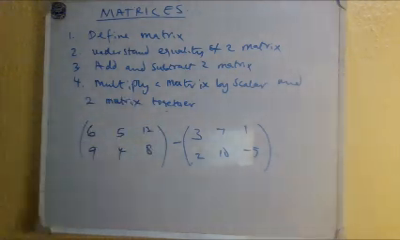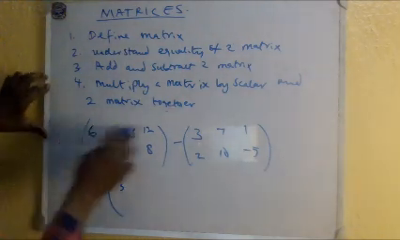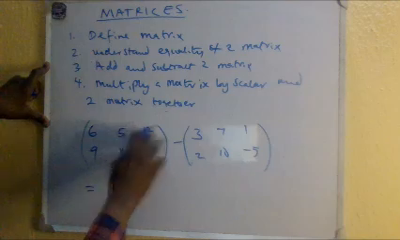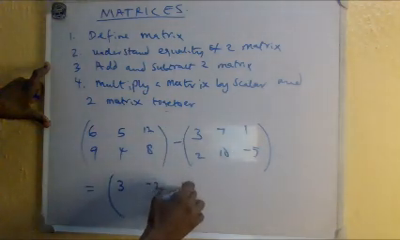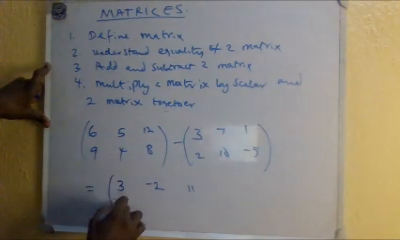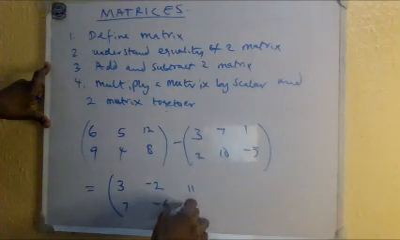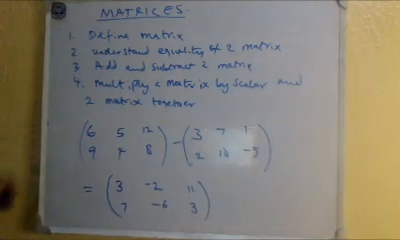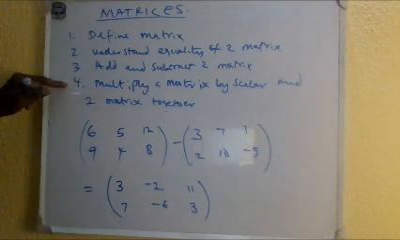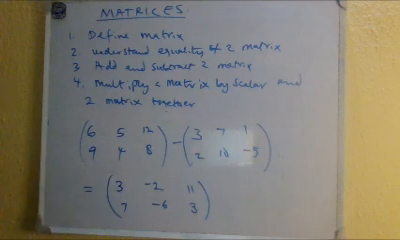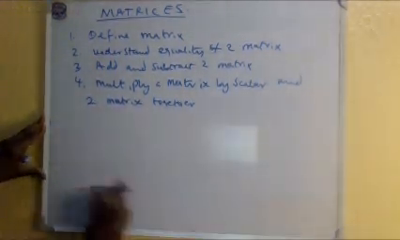So 6 minus 3 is 3. That is to form a new matrix, the first element there. 5 minus 7 is minus 2. 12 minus 1 is 11. 9 minus 2 is 7. 4 minus 10 is minus 6. 8 minus 5 is 3. So this is the new matrix formed from that subtraction. Now, for multiplication of matrix, we are going to be looking at two kinds, by scalar and two matrices together.